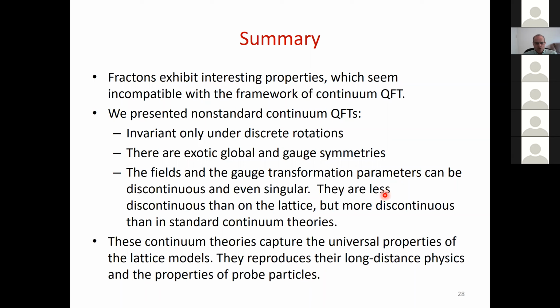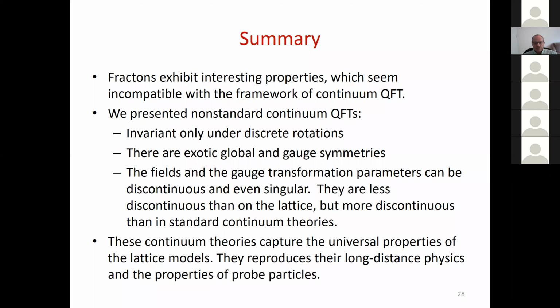They reproduce the long-distance physics, and in response to Greg's question, the properties of probe particles. The lattice system has some charged particles. The continuum system does not have that charged particle, but instead, a continuum person at low energies knows a lot about these charged particles because they can be probed as defects in the low energy theory.